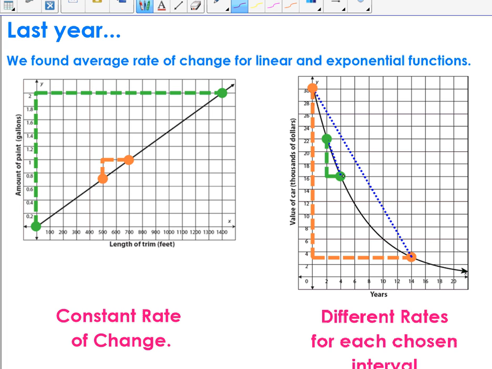let's say I pick these 2 green points, and that's the interval I'm looking at. Well, that's going to have a different rate of change than if I pick these orange points. If you look at those lines drawn from the green points to the orange points, they do not have the same slope, so they do not have the same rate of change. So depending on the interval that you choose, you're going to have a different rate of change.